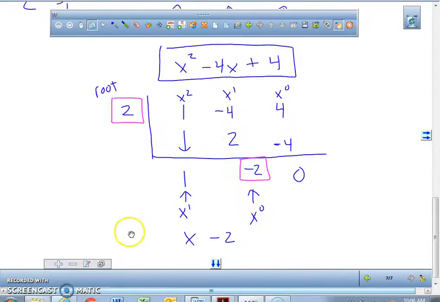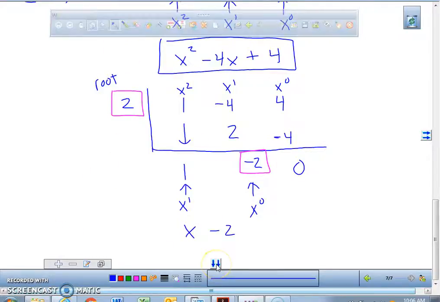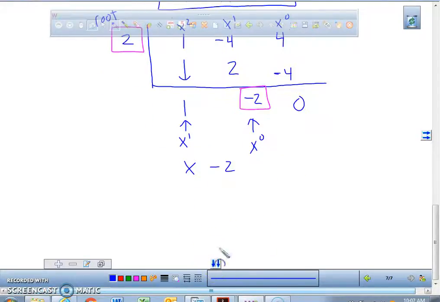I get what you're doing using synthetic division. I get that part, but why are we doing so many? Because we have to find all the roots. And how do you know when you're done finding all the roots? I'm about to tell you. Whenever you get 0.